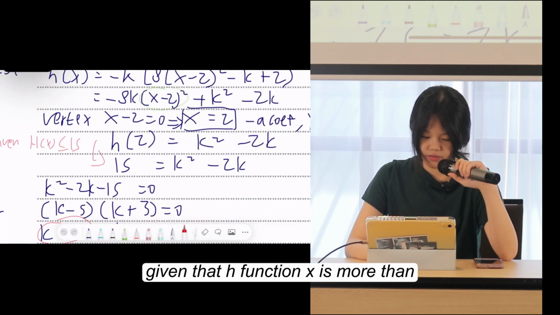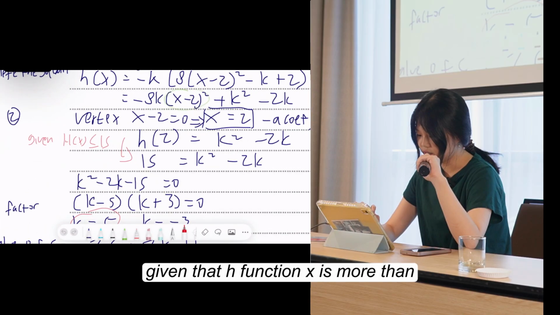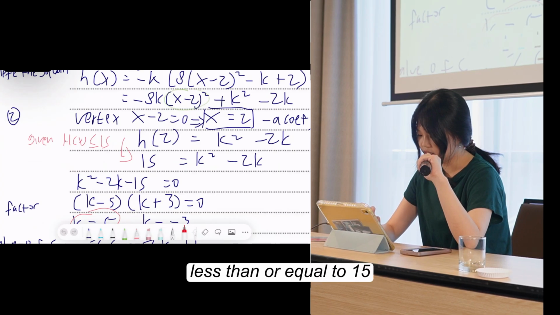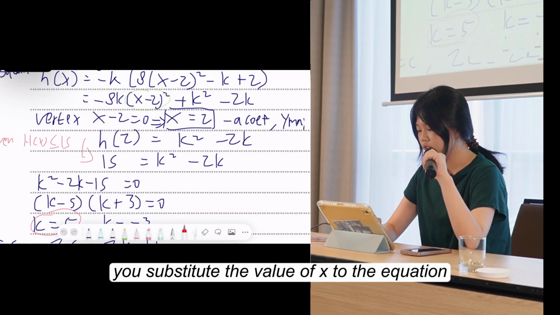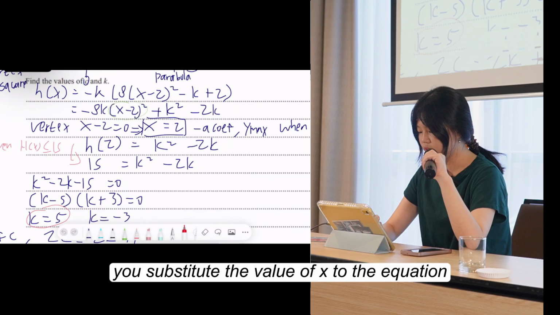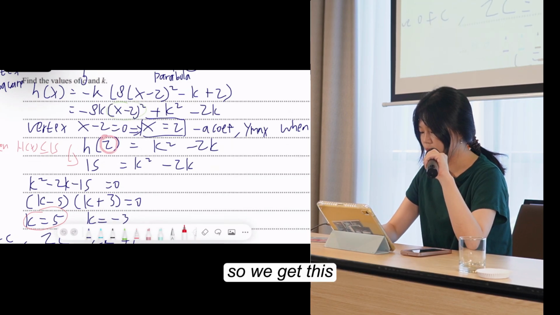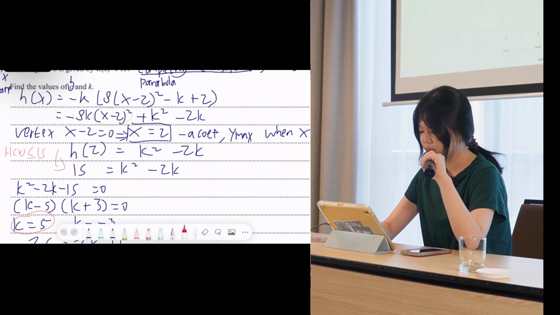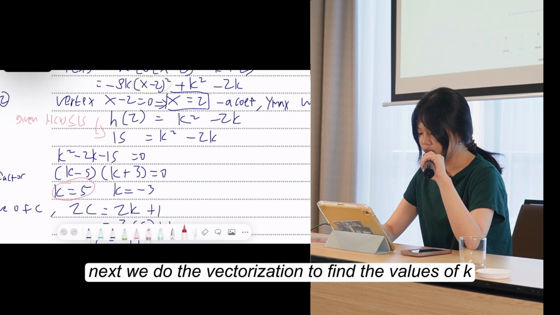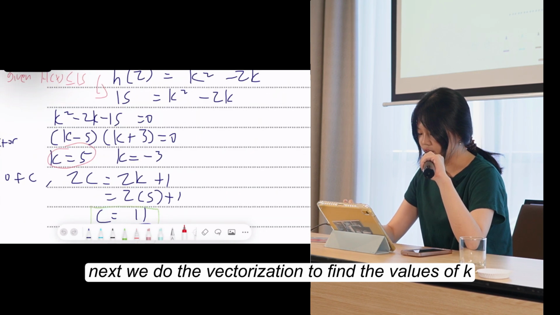Given that h(x) is less than or equal to 15, you substitute the value of x into the equation. So we get this. Next, we do the factorization to find the value of k.